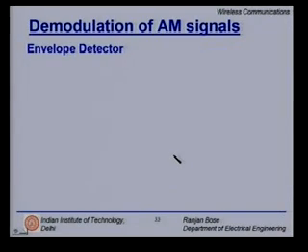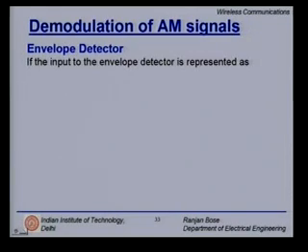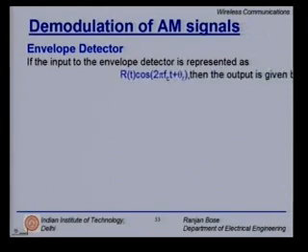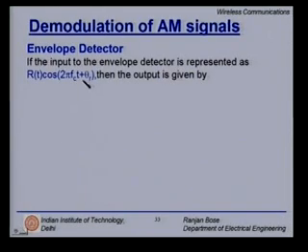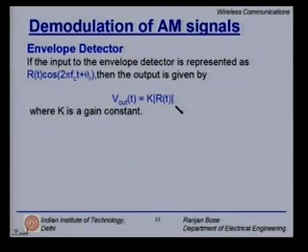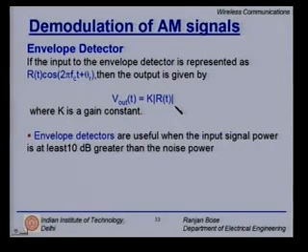Now, suppose we do not have the luxury of the carrier being known with its phase, then all we do is an envelope detection. If the input to the envelope detector is represented as r(t) cos(2 pi fc t plus theta r), then the output is given by Vout equals K times the absolute value of r(t), where K is a gain constant. That is about it. Envelope is where the information is. If you have an envelope detection, you get the amplitude modulated information.